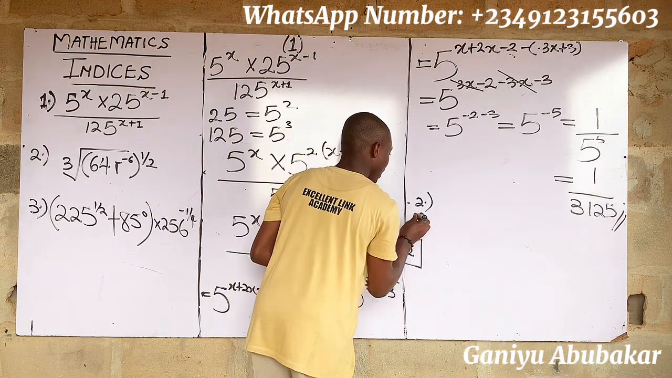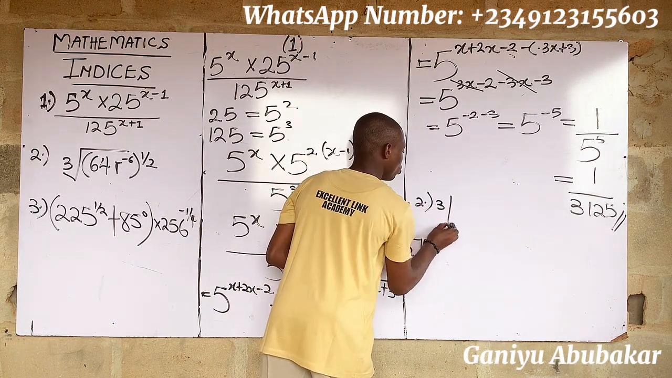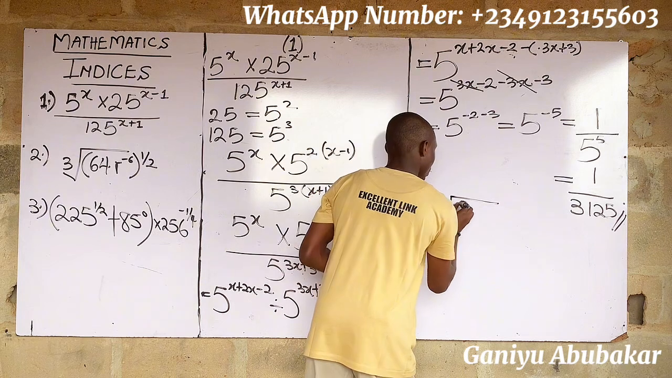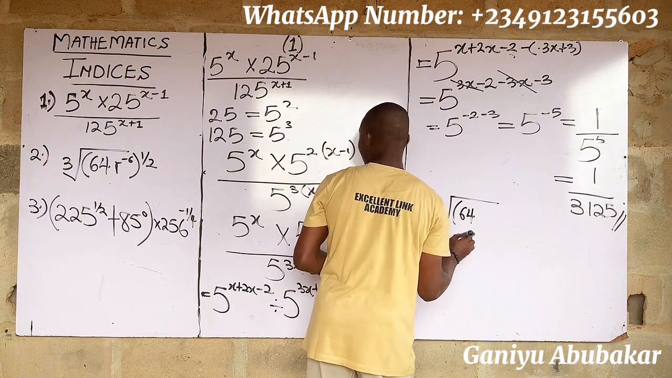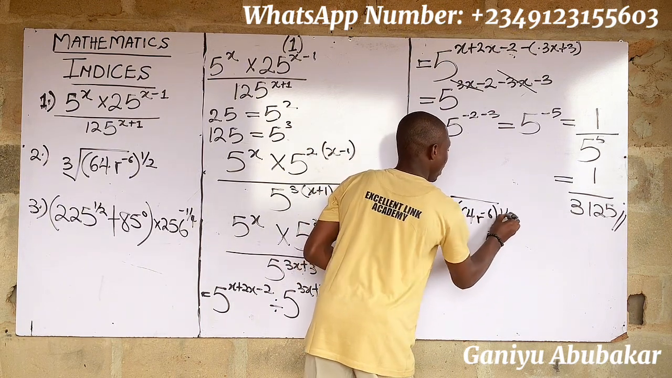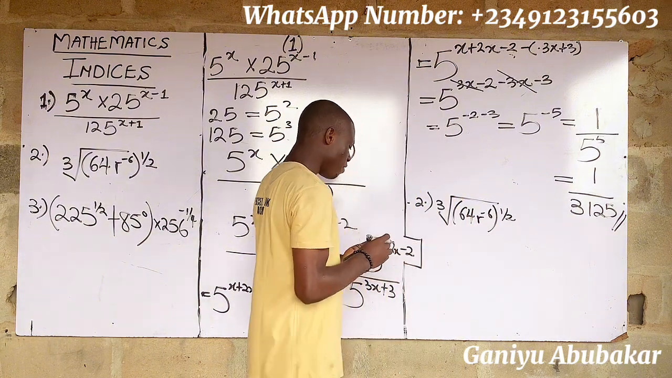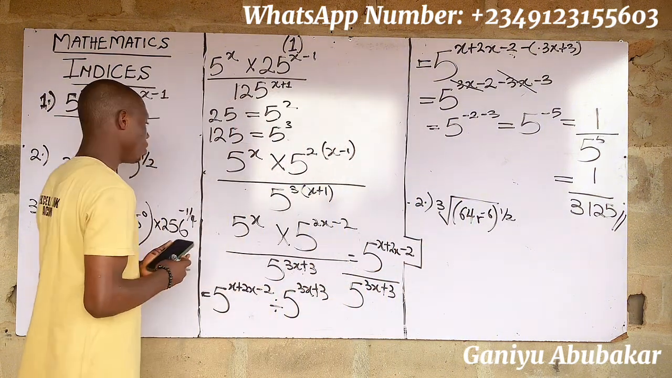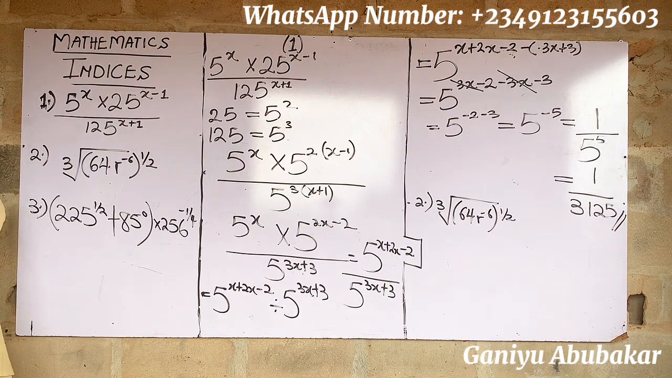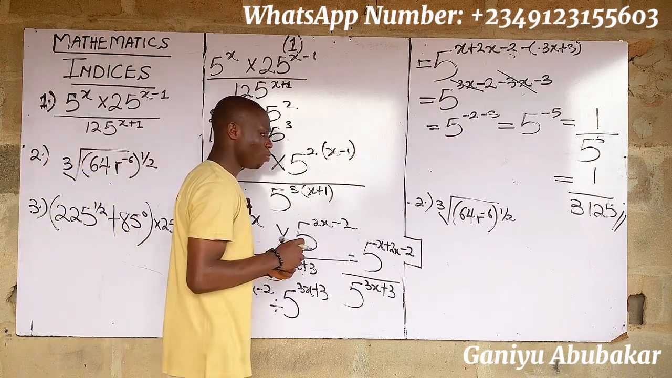For number 2 there, I have the third root of 64 r to power minus 6 half this way. My very first task is to simplify this. How do I get this done? It's quite an easy task. My very first procedure here is simple.